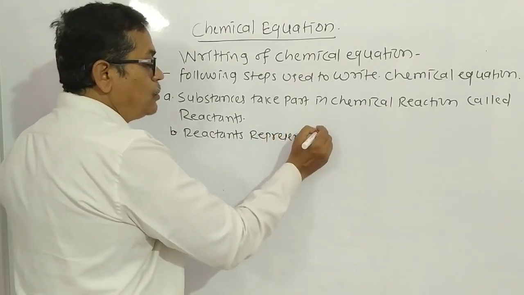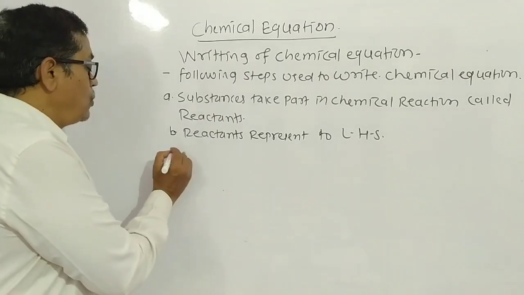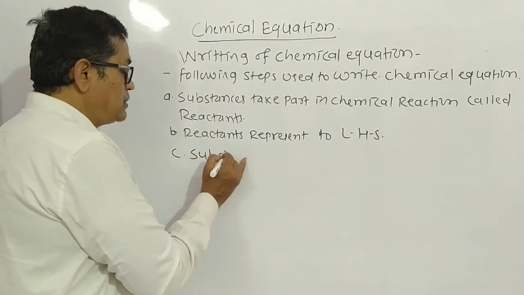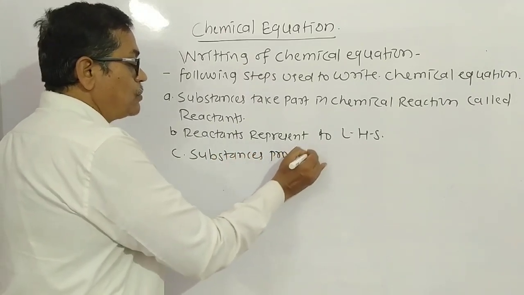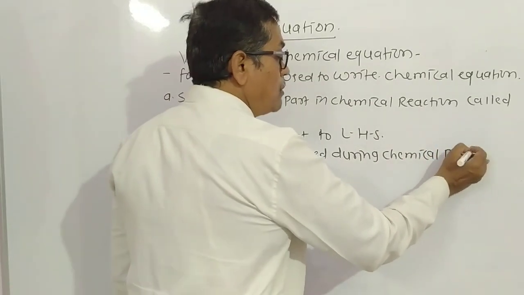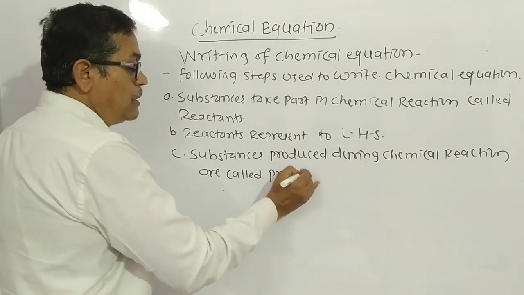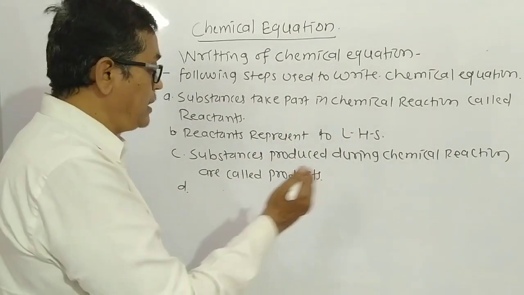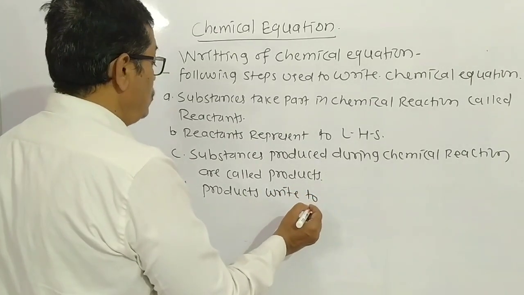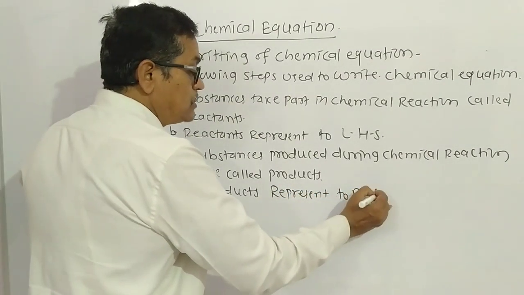Reactants are represented on the LHS, left hand side. Then what is a product? Substances produced during a chemical reaction are called products, and products are written on the RHS, right hand side.